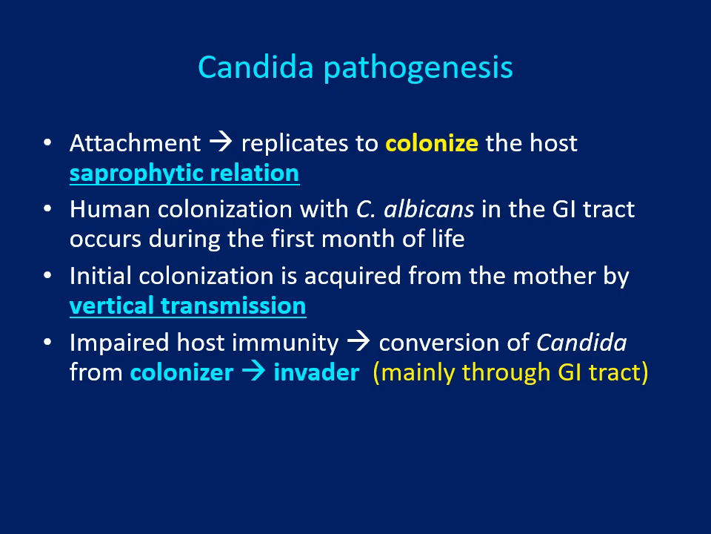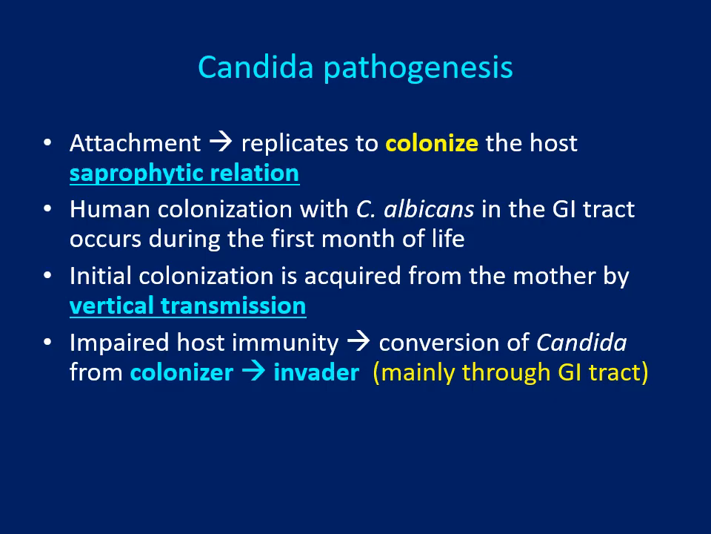So the attachment will be followed by replication to colonize the host. This is what we call the saprophytic relationship, where Candida and the host can live together without really any problem. Colonization of the GI tract with Candida albicans occurs during the first months of life, so colonization is acquired at early stages of life. The initial colonization is acquired from the mother by vertical transmission, and if we have impaired host immunity, then conversion of Candida from colonizer to invader, mainly through the GI tract, is very important. So this is an important issue to remember.